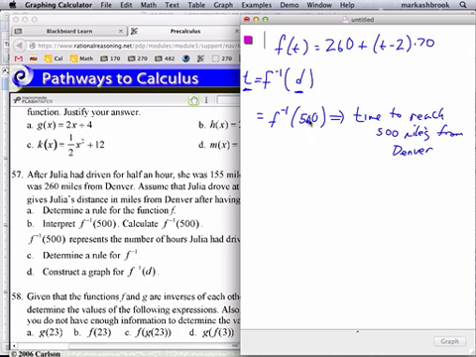So to calculate that, we can use this, right? And where's the 500 going to go? The input into F inverse is the same as the output, or distance, so we can say 500 equals 260 plus t minus 2 times 70. Solve for t. And that would be finding the output. So finding this input of F would be finding the output of F inverse. Does that make sense?